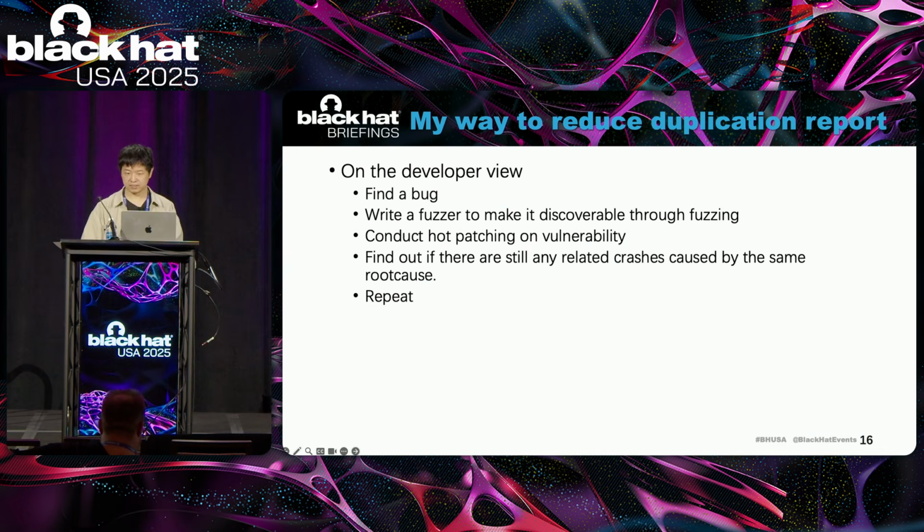During my research, the first challenge I had to address was how to reduce the duplication of my submissions. My approach was to consider this from the developer's perspective. First, I would find the bug. Then, I would attempt to write a fuzzer to make it discoverable through fuzzing. And finally, I would conduct hot patching on the vulnerability. If the hot patching was successful, there should be no more cases related to the same root cause. I would repeat these steps until no more crashes could be generated by the fuzzer.